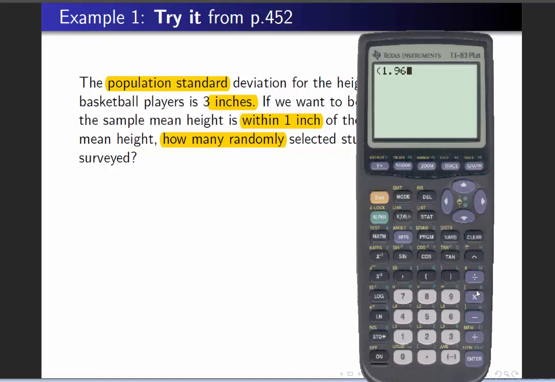times the population standard deviation, that's 3, divide by the margin of error, that's 1, close the parentheses. We need this squared, okay? This is how you would plug this in into your calculator. So you see there is no function that will do this for me, right? Enter, and I get this number right here. 34.5744, okay? Which means the actual answer for my problem will be 35.